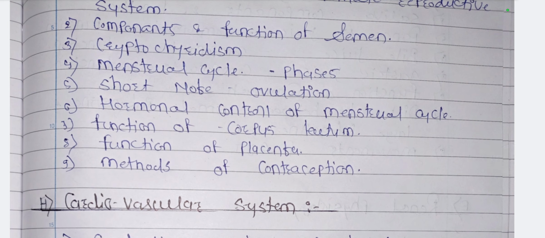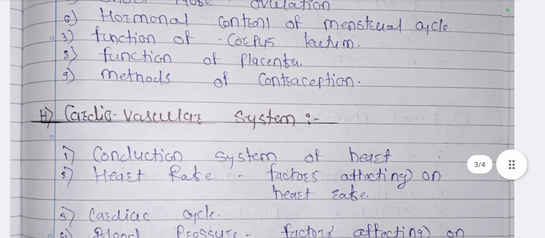Short note on ovulation or events that take place in the ovulation process. Then hormonal control of the menstrual cycle, function of the corpus luteum, function of the placenta, and methods of contraception, in which permanent methods and regular methods.